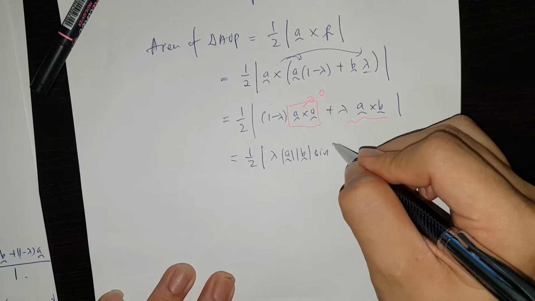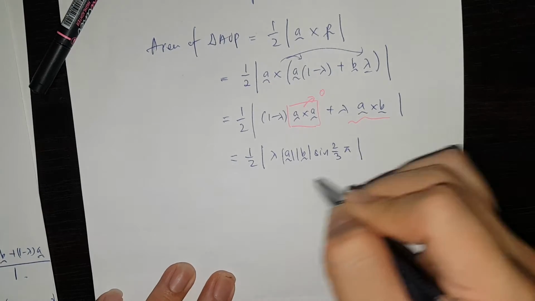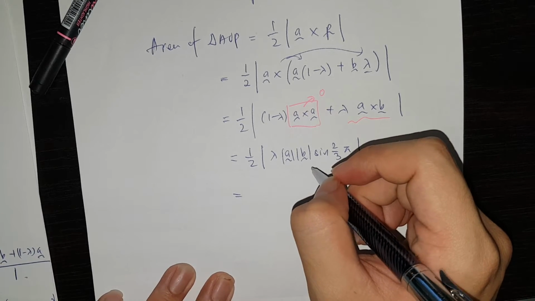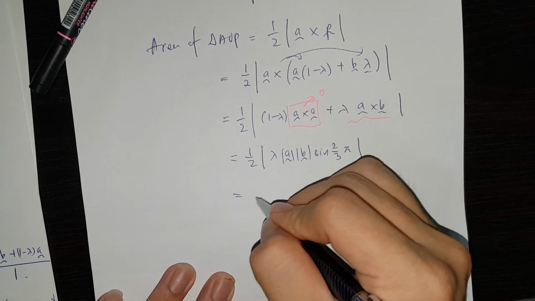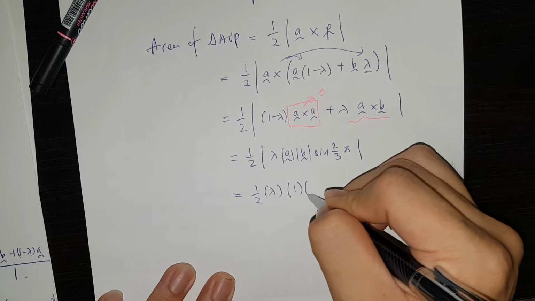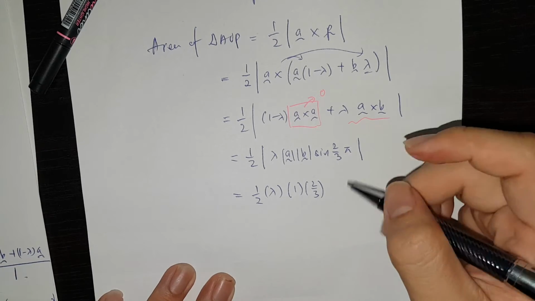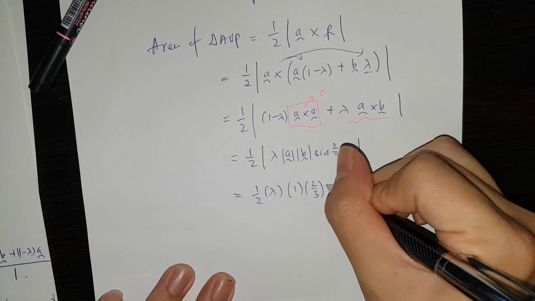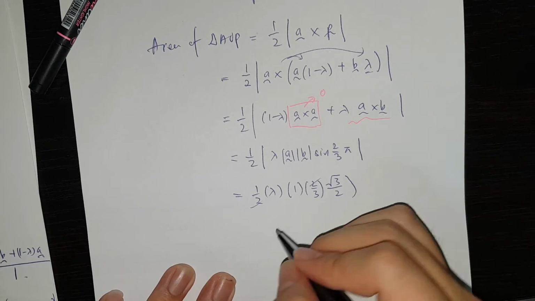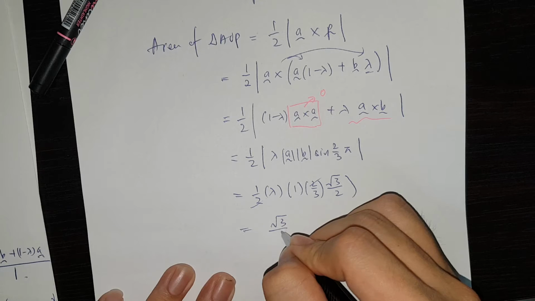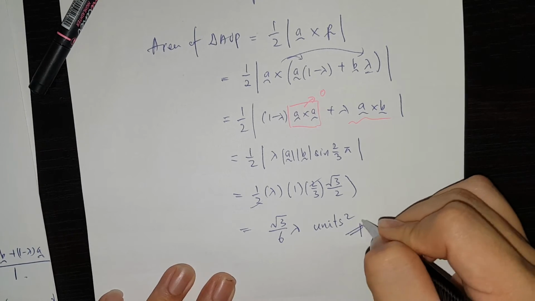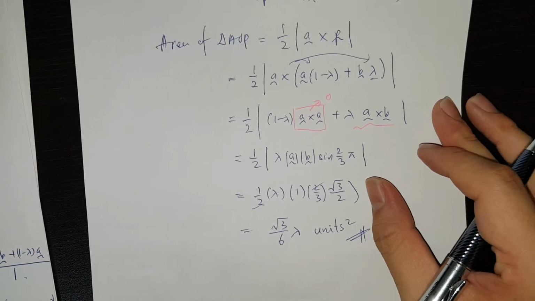2 third pi is a special angle, so substitute: this is 1, this is 2 third. Sine 2 third pi is root 3 over 2. Cancel. You get root 3 over 6 lambda units squared. So this is your answer for part 3.